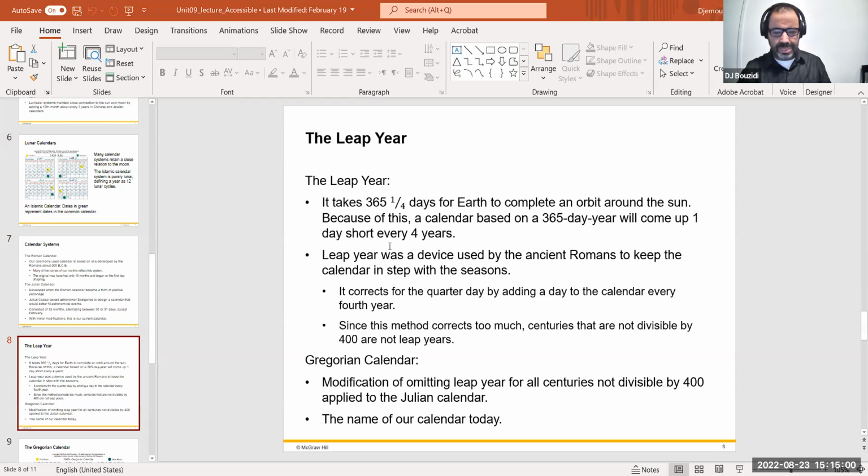As I was saying, the year is not exactly 365 days, but 365 and a quarter. That means if I add 4 of these, it's going to be 4 times 365, but also 4 times 1/4. So the 4th year, by convention, is a leap year. It's 366 days. A year has to be divisible by 4 to be a leap year, of course.